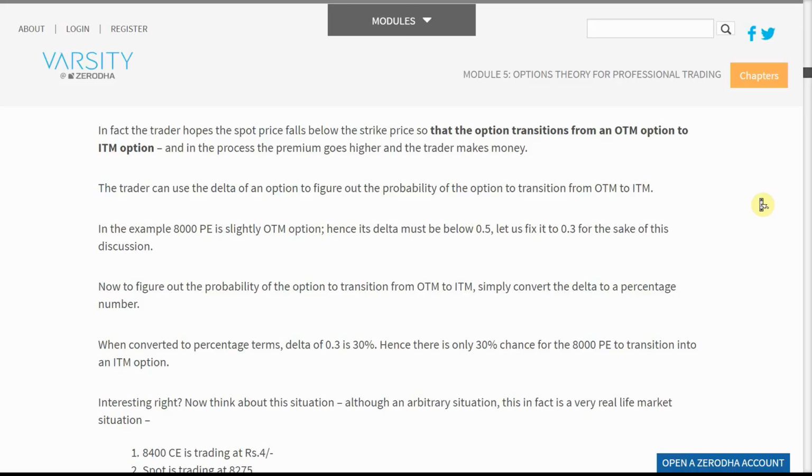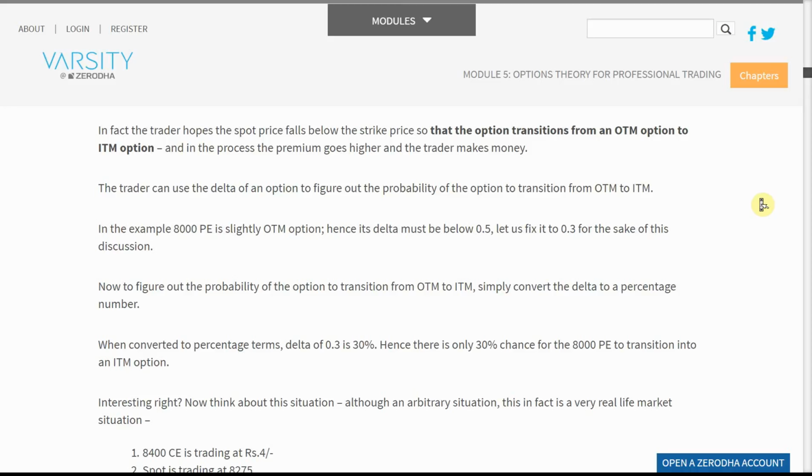Fair enough. In fact, this is how options work. But let's put on our model thinking hat and figure out if this makes sense. 8400 CE is a deep OTM call option considering spot is at 8,275. The delta of this option could be around 0.1.